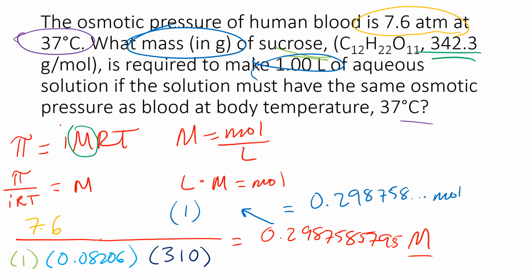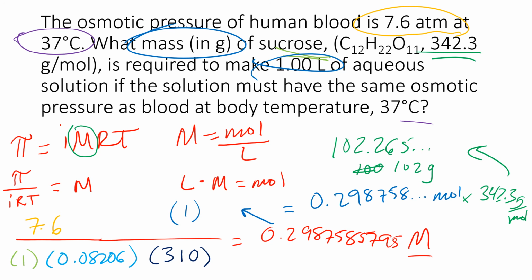To convert this to grams, I need to multiply this by the molar mass, which I actually give to you in this problem. So times 342.3 grams per mole. After all that work, multiply this by 342.3, I will end up with 102.265. Looks like we have 2 sig figs, but actually, let's just make it simple: 102 grams of sucrose, C12H22O11.